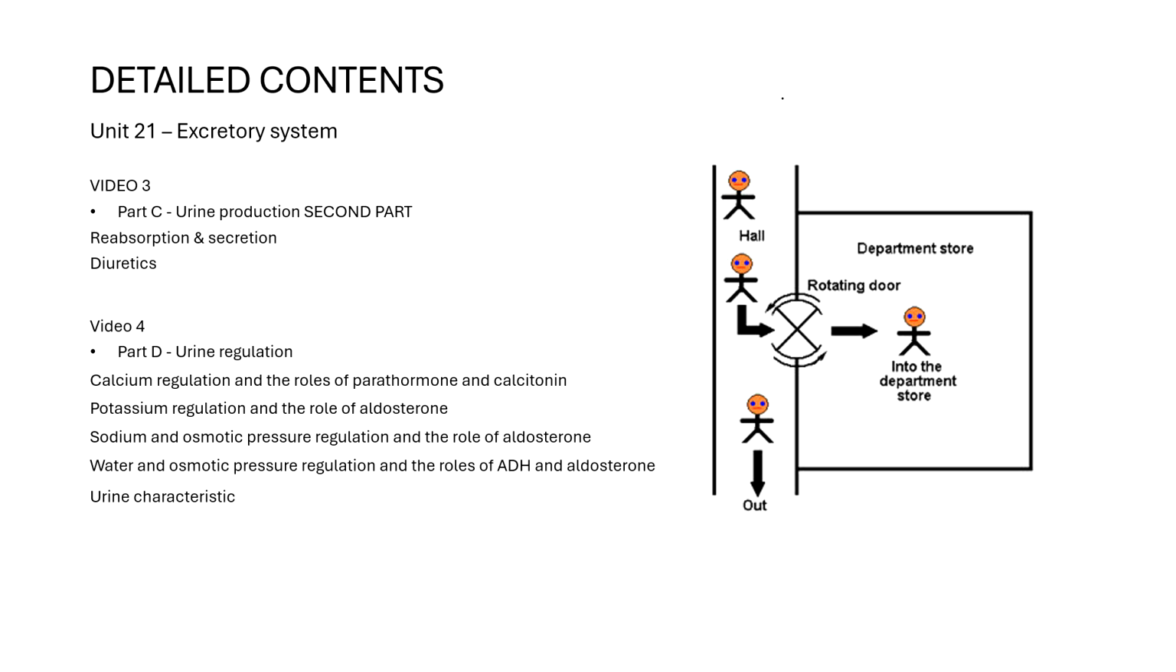We'll look at potassium regulation and the role of aldosterone. We'll take a look at sodium and osmotic pressure regulation and the role of aldosterone. Water and osmotic pressure regulation will be looked at, and the roles of ADH and aldosterone in those processes. And then we'll look at some of the characteristics of urine.